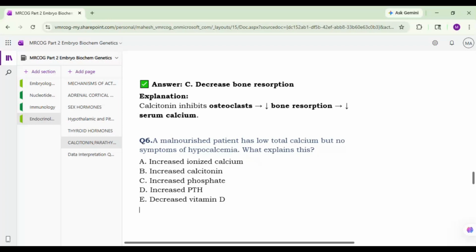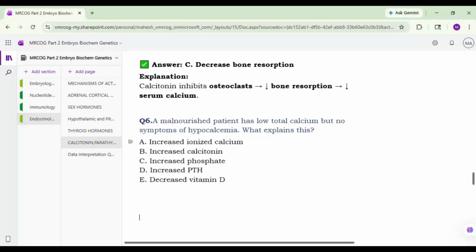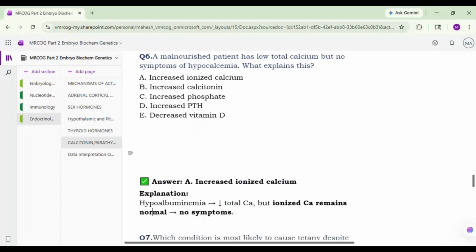Increased ionized calcium, increased calcitonin, increased phosphate level, increased PTH, increased vitamin D. Sir, increased ionized calcium level. Option A: a malnourished patient has low total calcium, but no symptoms of hypocalcemia. There are no symptoms, but the total calcium is low. That means ionized calcium will be either normal or increased.